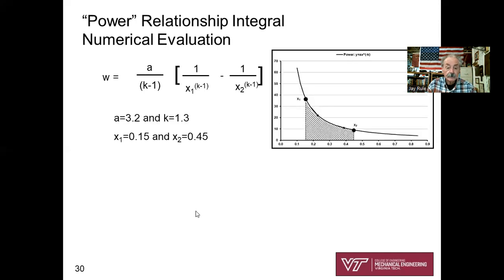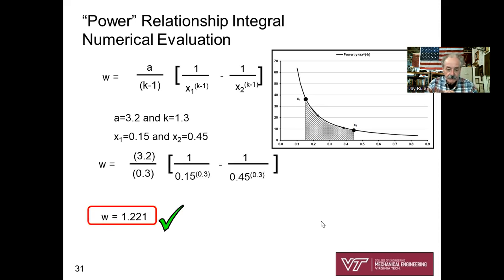Okay, and so now we ended up with, I hate to use the word formula, but we did the integral, but now we've got to jam in our numbers and go to calculator work. So here, a is 3.2, k is 1.3, x1 is 0.15, and x2 is 0.45. I've got 4 numbers and a lot of calculator work to do.